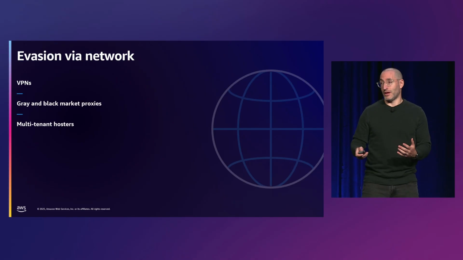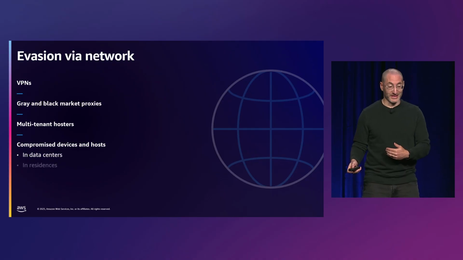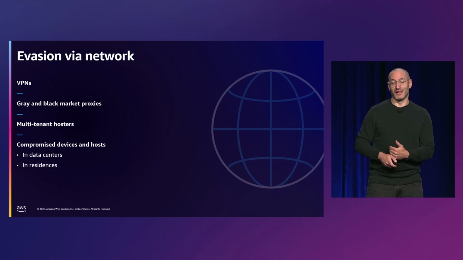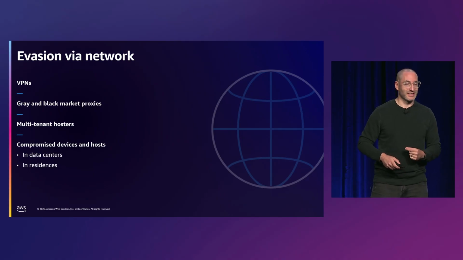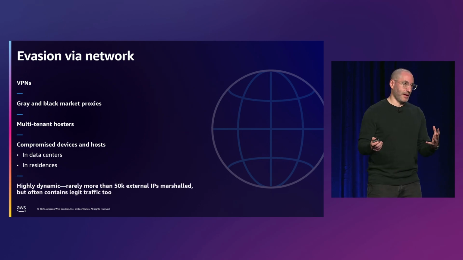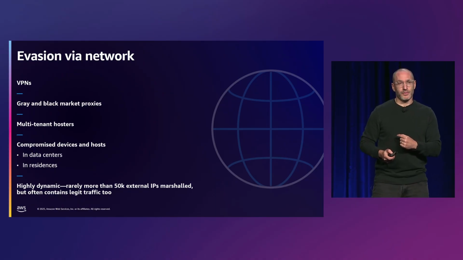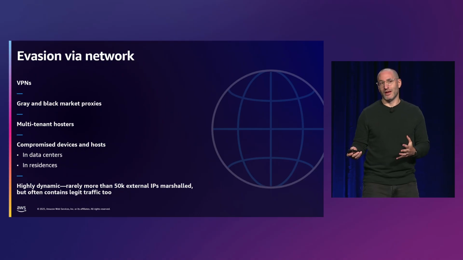So this can be repeated via multi-tenant hosters, compromised devices like we've described, which occur in both data centers as well as in residences. The little set-top boxes that you get, or your home cameras, et cetera, again, often connected to the internet. And this is a highly dynamic space, as we've talked about. We see a lot of rotation here, but it's rarely more than 50,000 IP addresses, the total amount that we see threat actors able to marshal at any given time. It rarely goes beyond that because threat actors are cost conscious as well.